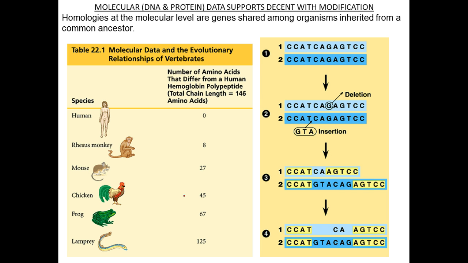And then the most important evidence is the molecular evidence, that there are similarities in molecular structures, the DNA, or you can look at the proteins, the different amino acid sequences. The more closely related the animals are, the more they share, and the further apart they are, the more differences there are.